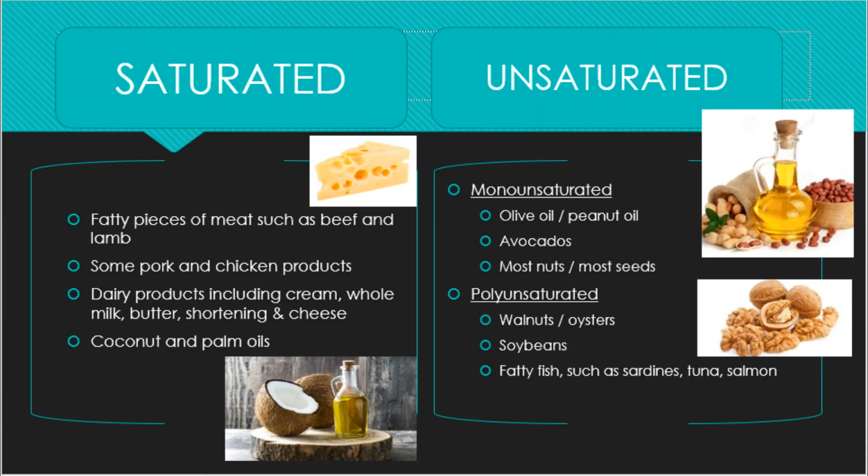Next is polyunsaturated. For your information, your body needs polyunsaturated fat to function. Polyunsaturated fat helps with muscle movement and blood clotting. Since your body does not make this type of fat, you have to get it through your diet, where you can eat walnut, oyster, and fatty fish such as sardine, tuna and salmon.